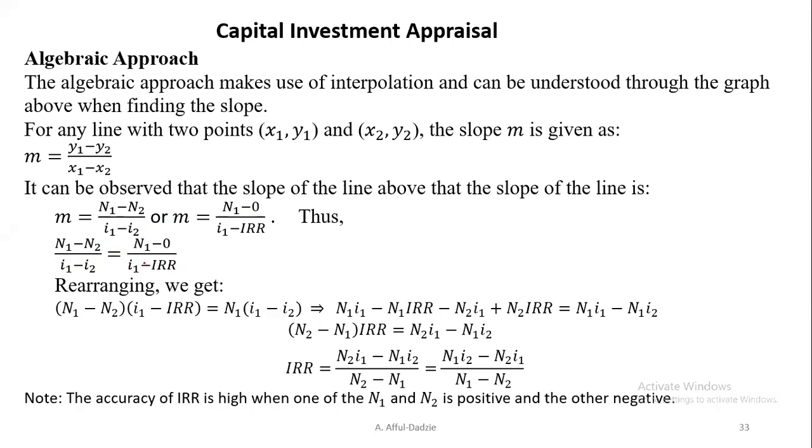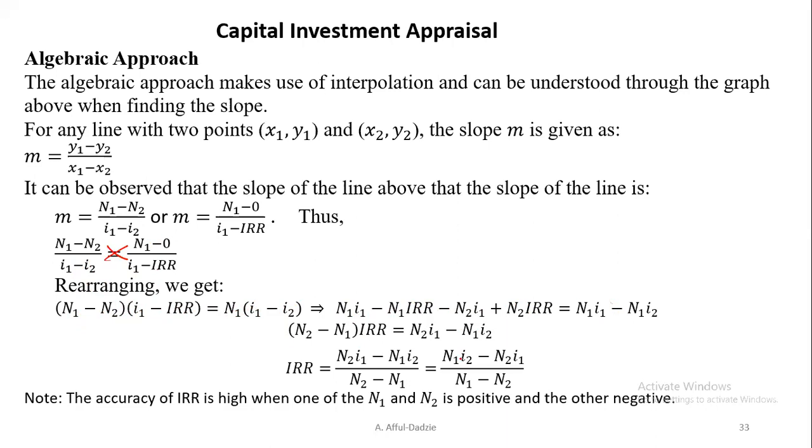Starting from the beginning, all you can do first is to cross multiply, and then you factor out what the terms will be. So you multiply all these by these, and all these by that, and you just expand. You have N1 I1, N1 IRR, N2 I1, and N2 IRR. That's what we have here, and it would be equal to expanding this: N1 I1, N1 I2, and that's what we have here.